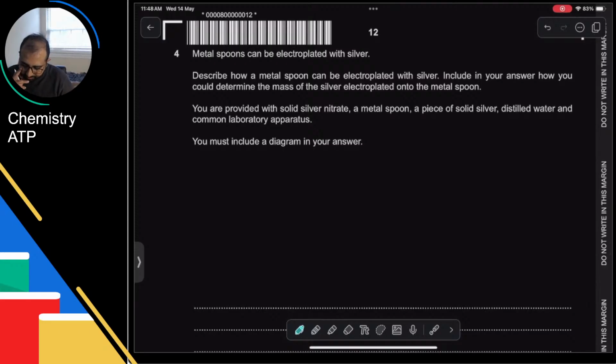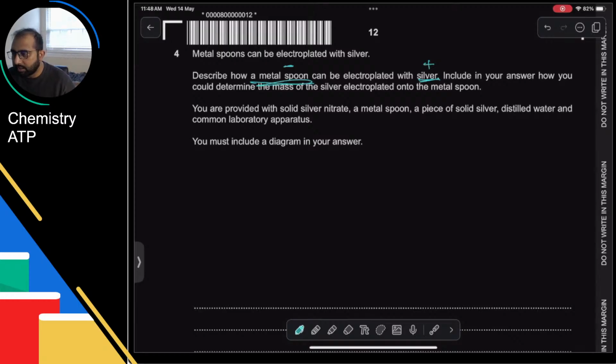Metal spoons can be electroplated with silver. Describe how a metal spoon can be electroplated with silver. So you have silver, and you have the metal spoon that you're plating. Now silver makes positive ions. That means we want this to be the cathode and this to be the anode. Include in your answer how you could determine the mass of the silver electroplated on the metal spoon. So how would you do it? You'd measure the spoon before you start the process and you measure the spoon after you end the process.